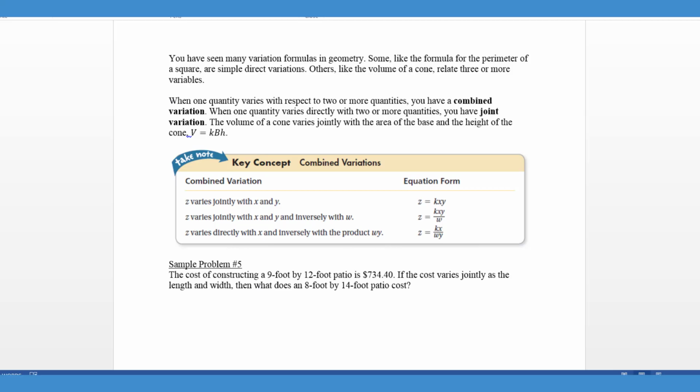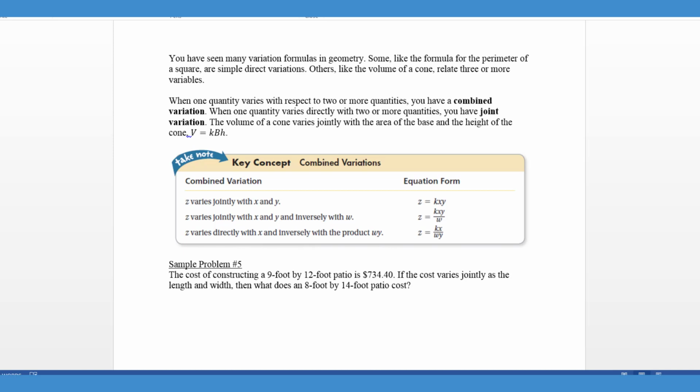Now that we have reviewed direct variation and inverse variation, we can now start to combine different types of variation. And so you can see from the concept box that we have multiple types of combined variation. Now, the first vocabulary word that you need to become familiar with is joint variation, and this basically tells us when a quantity varies directly with two or more quantities.